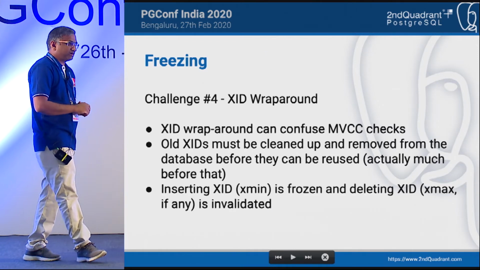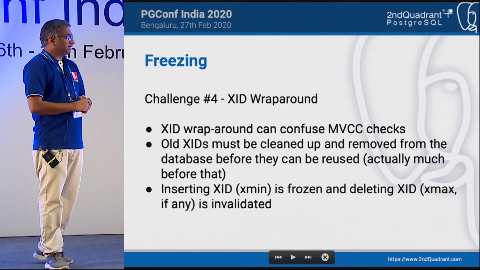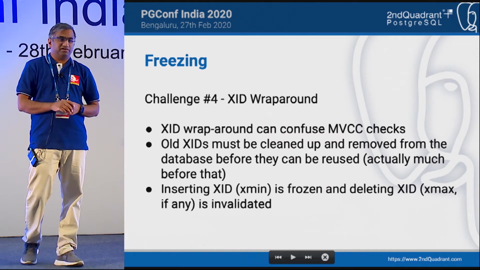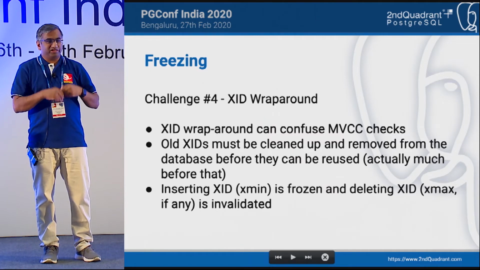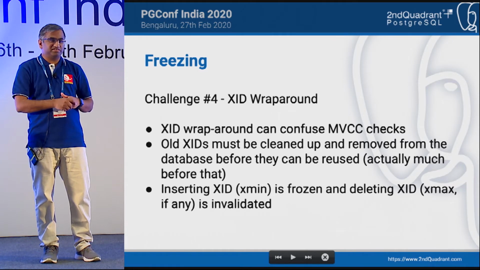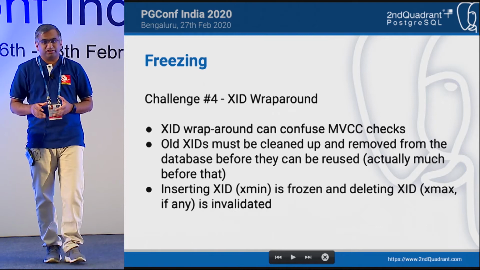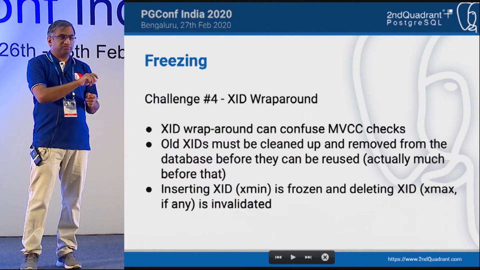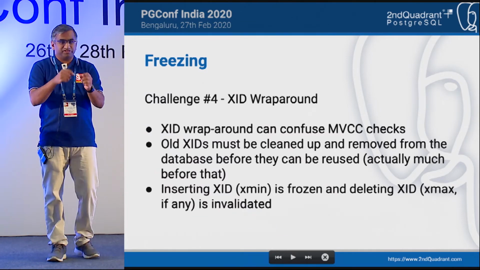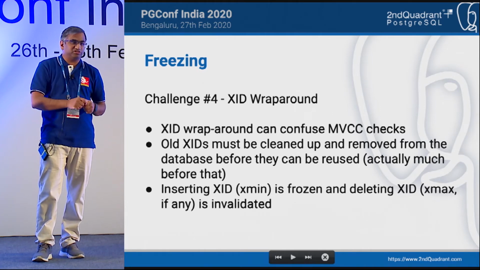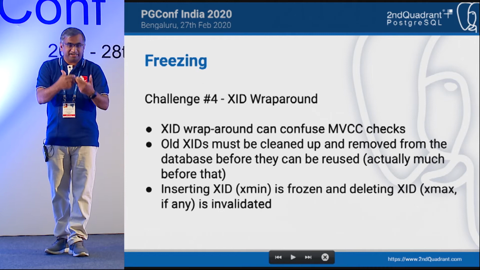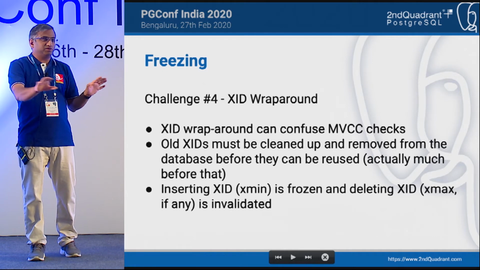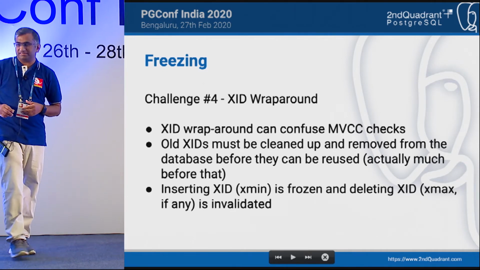And finally, the XID wraparound problem that we talked about is solved by a special action called freezing. You probably already know there is a vacuum freeze command, right? When you freeze a row, what you are doing is removing all references to real XIDs from the rows in that table and replacing them with some special flags and special information, so that you don't need to remember the XIDs themselves, but just know that this row is frozen, in the sense that it is visible to everyone, with no need to do any further checks.